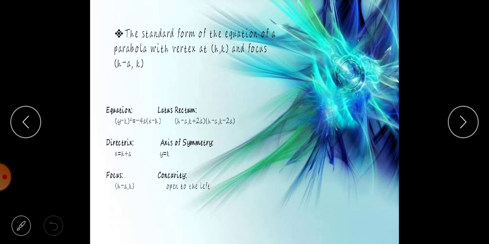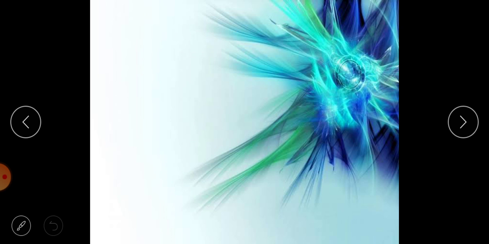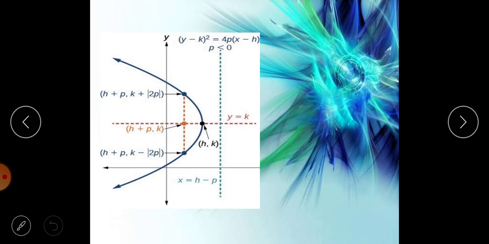And its axis of symmetry is y = k, and its concavity is open to the left. So this is the graph of (y - k)^2 = -4a(x - h), where a is less than 0. That is why it opens to the left.